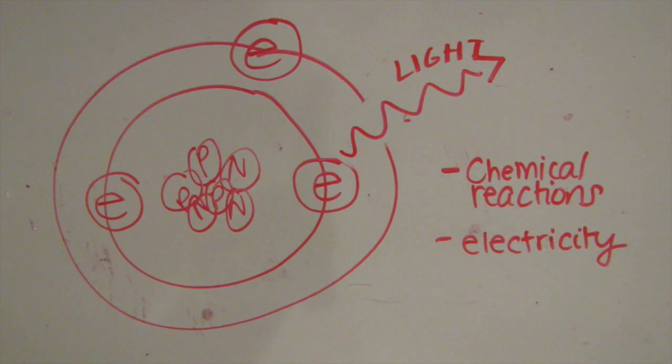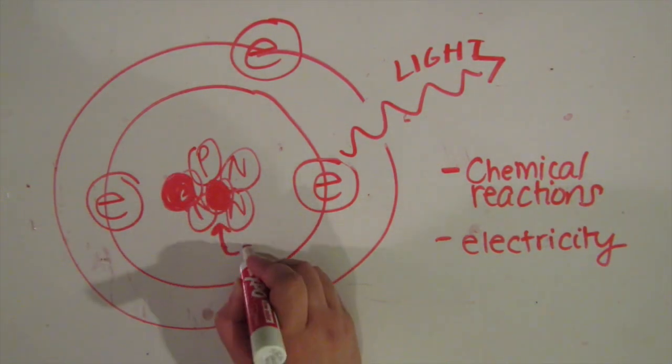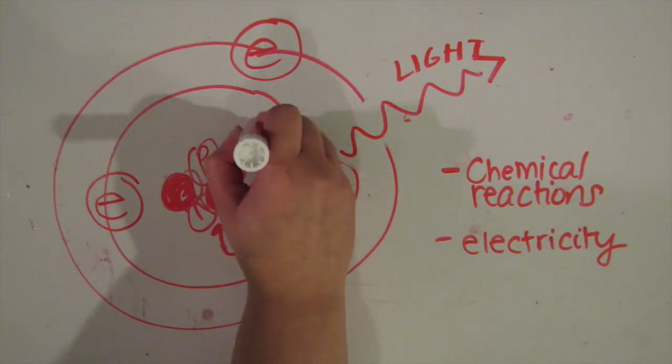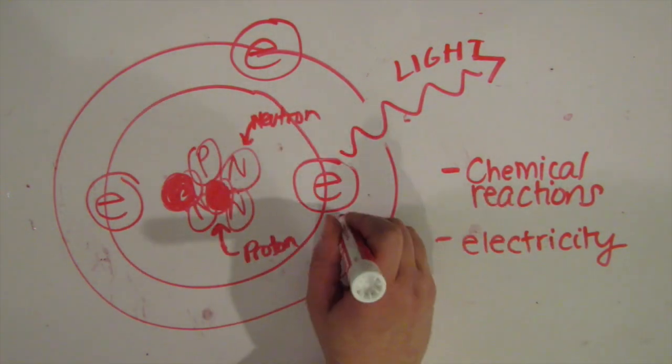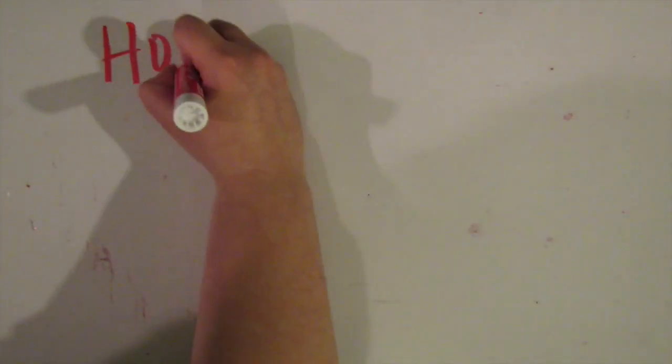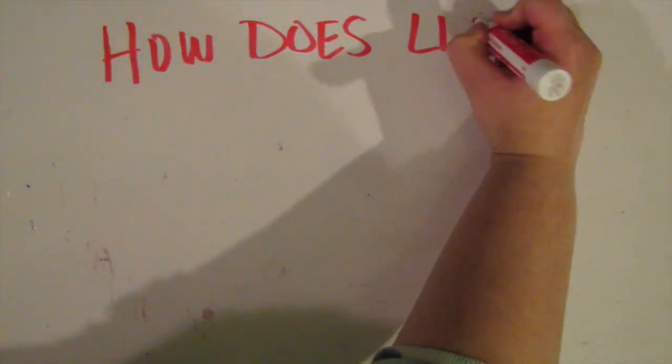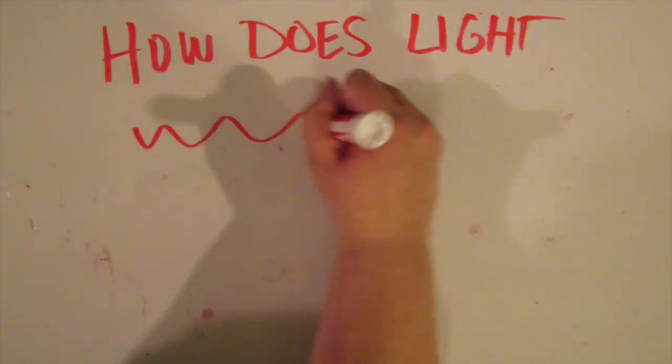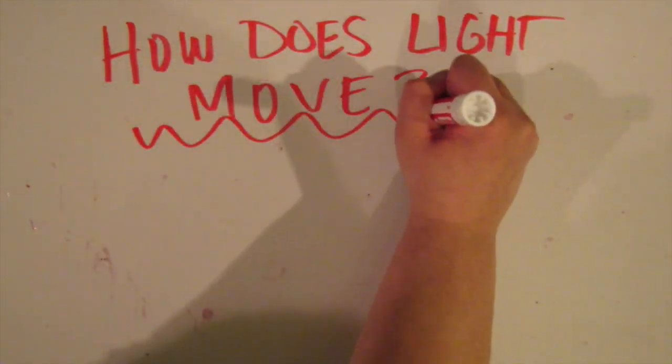So as a quick review, electrons stay on the outside of the atom, and protons and neutrons stay in the center. Electrons can get excited because of chemical reactions or electricity. They'll jump up one level and then jump back down, but the energy released when they jump back down becomes light. So now that we know what light is scientifically, let's talk about how light moves.